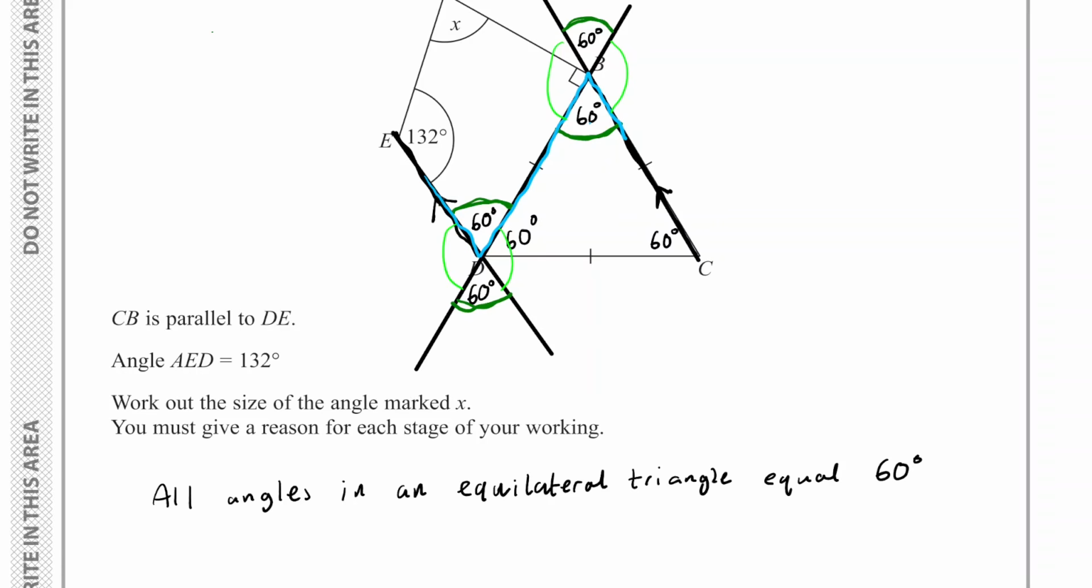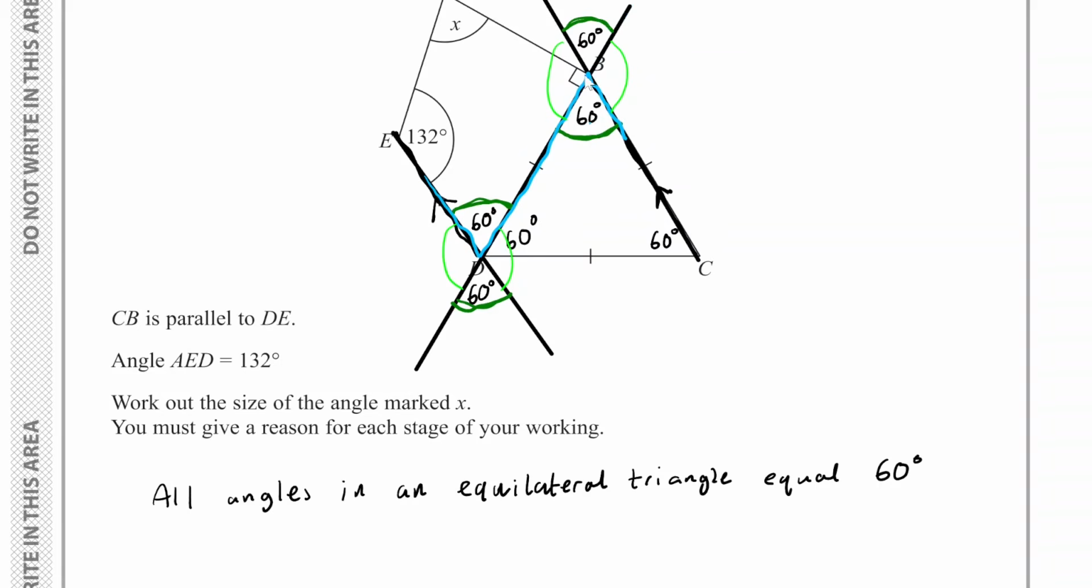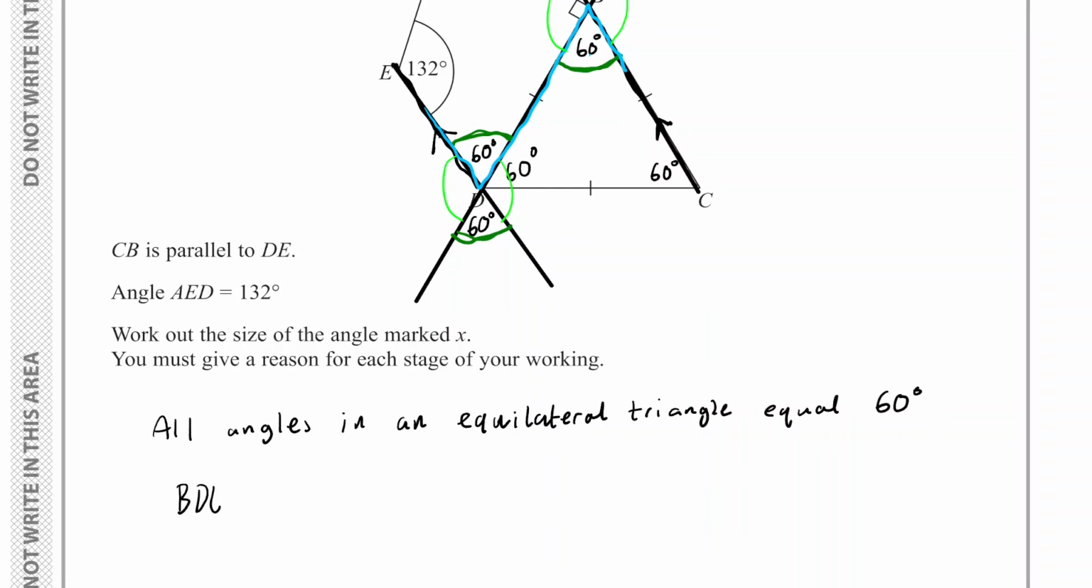So I'm just going to say that alternate angles are equal because that's the most direct one. So that's, say, BDE is 60 degrees, and I can just say alternate angles. And I'll just write R equal.